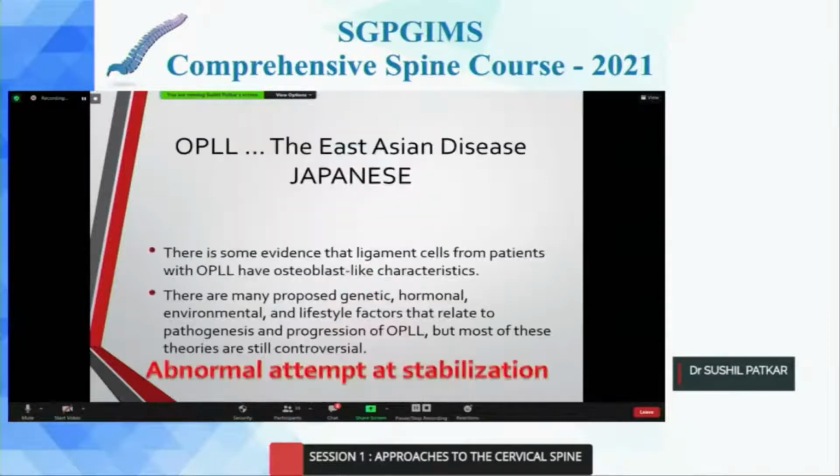It is an East Asian disease. Maybe it is an abnormal attempt for stabilization. There is an abnormal attempt, but why it occurs only in the posterior longitudinal ligament, still there is no evidence. They say that there are some cells in the posterior longitudinal ligaments which are affected by maybe hormones, maybe by blood sugar, and they show excessive ossification which goes out of hand. So it is a kind of a keloid of the posterior longitudinal ligament.